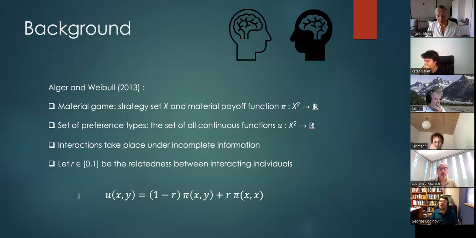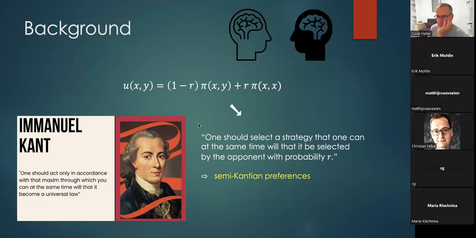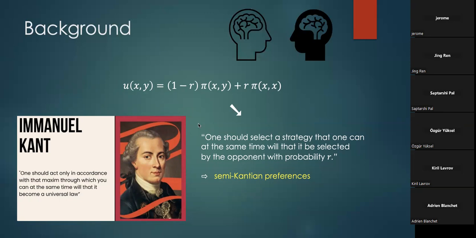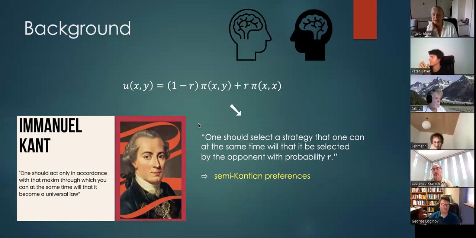Okay, so this was actually the math that led us to this function, and we looked at it and thought of Immanuel Kant when we saw this expression. Immanuel Kant would say one should act only in accordance with that maxim through which you can at the same time will that it become a universal law. The second term reminded us of Kant, but we can express this as: one should select a strategy that one can at the same time will that it be selected by the opponent with probability R. This is where we can call these preferences semi-Kantian preferences. In the paper, we call them homo moralis preferences, but the word semi-Kantian had already been used also by Ted Bergstrom when he analyzed strategy evolution with relatedness in the 1990s.